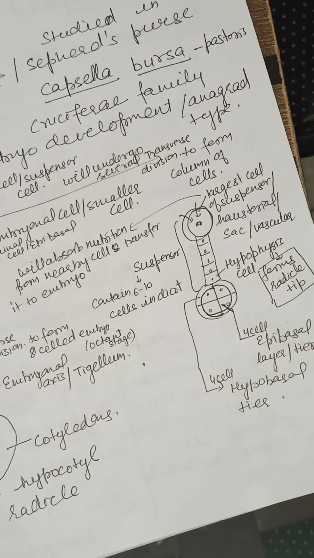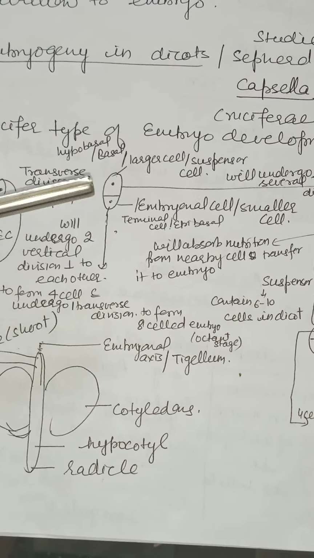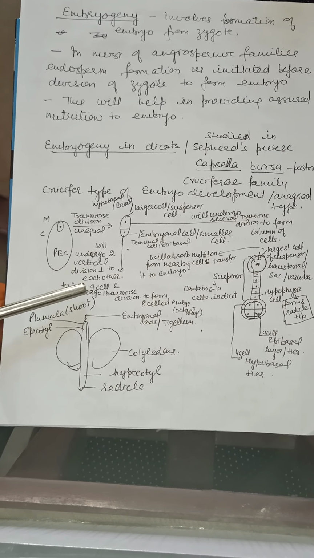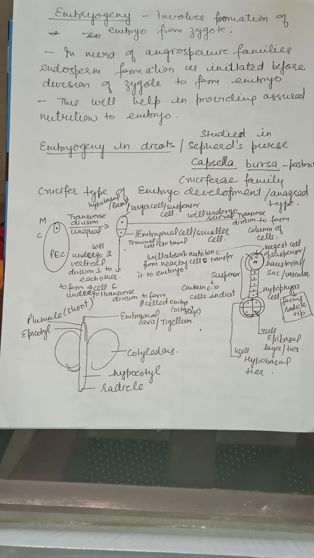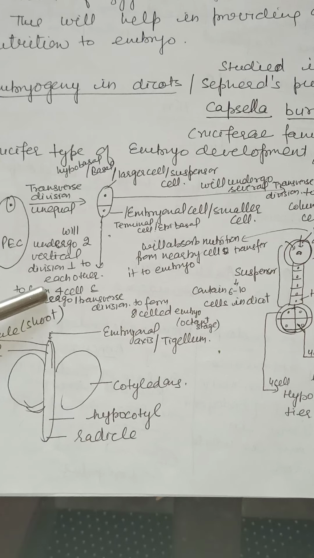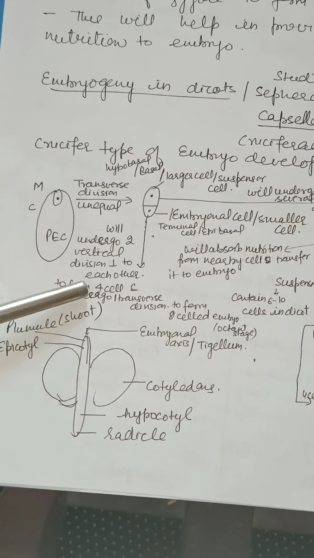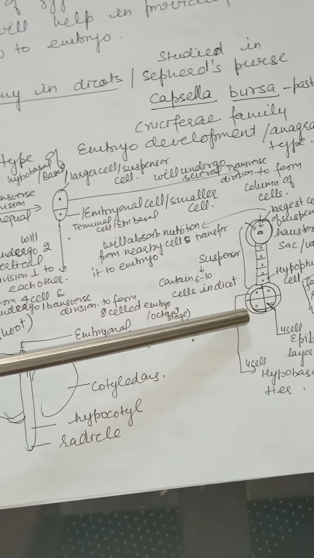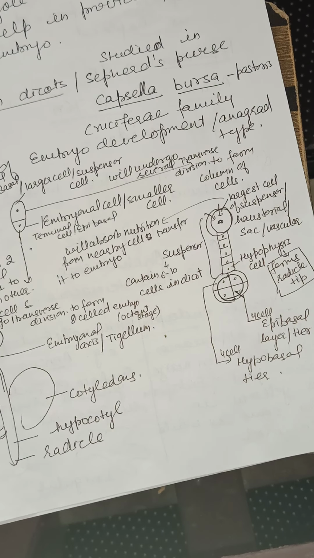Now this small embryonal cell will undergo two mitotic divisions which are perpendicular to each other to form the four-celled stage, which is known as the embryonal quadrant. Now this four-cell stage will again undergo periclinal division to form the 8-cell stage. So this is the 8-cell stage. It is also known as the embryonal octant.